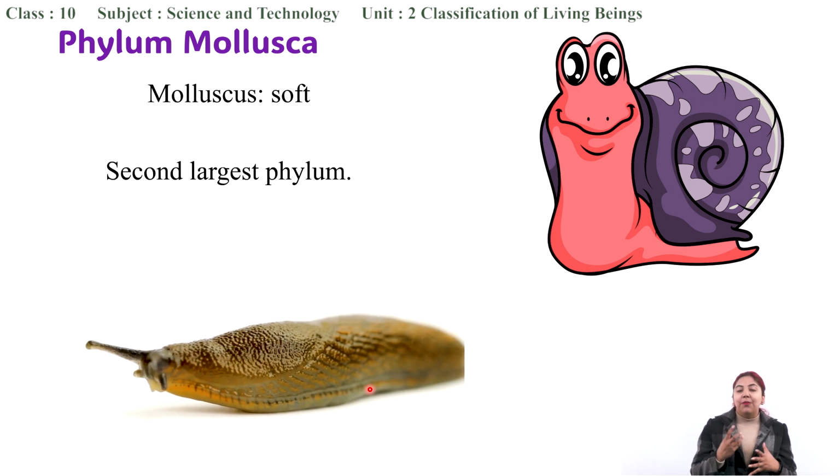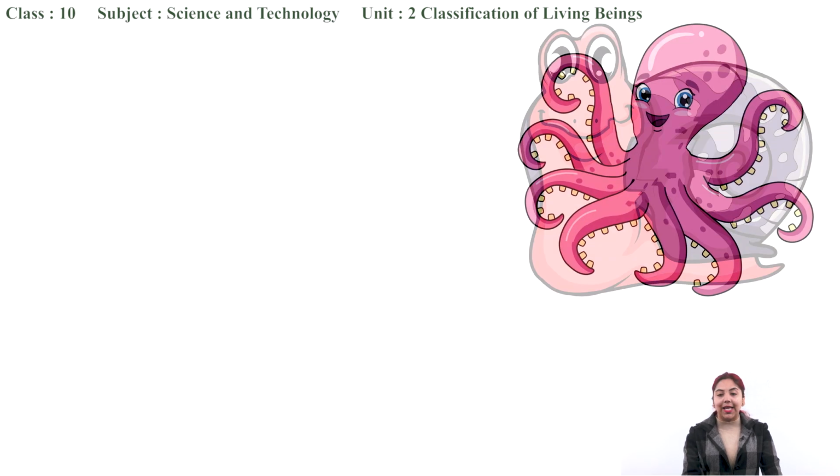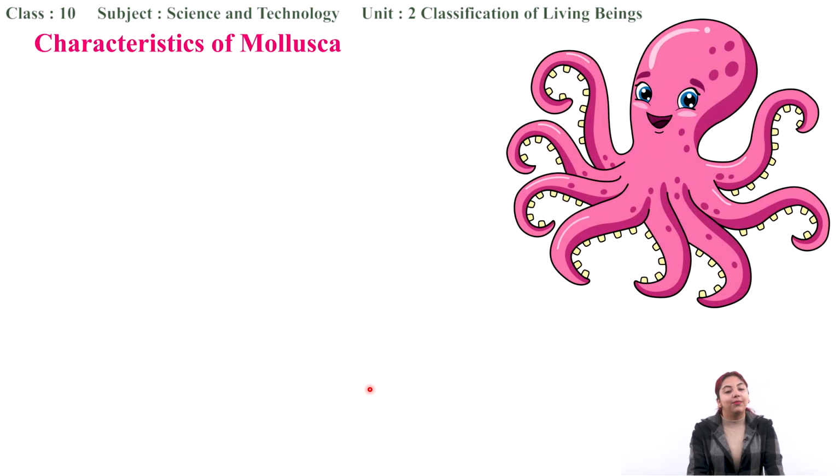Now the phylum Mollusca is the second largest phylum of the animal kingdom. Now the arthropoda was the largest phylum of the animal kingdom, whereas the Mollusca is the second largest phylum of the animal kingdom. Now let us study about certain characteristics of the organism that belongs to the phylum Mollusca.